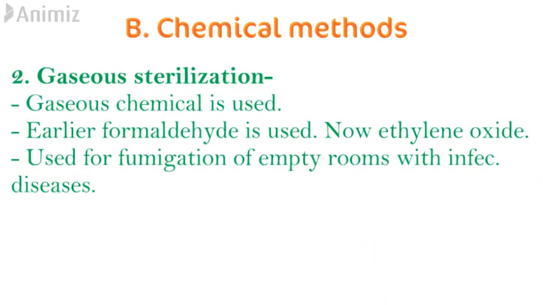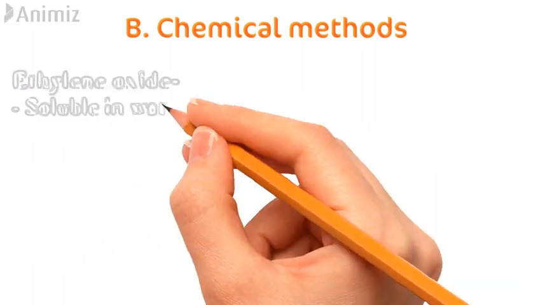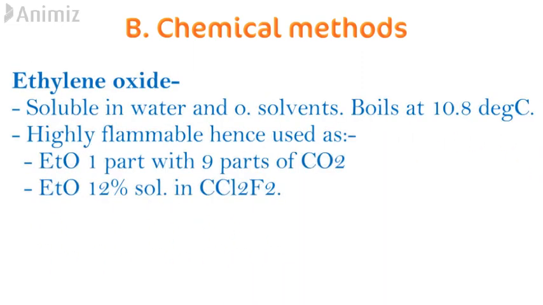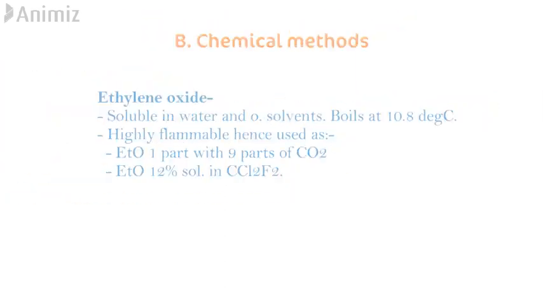In this, a gaseous chemical is used. Earlier, formaldehyde was used, but now it is replaced by ethylene oxide. It is used for fumigation of empty rooms with infectious diseases. Ethylene oxide is soluble in water and organic solvents and boils at 10.8 degrees Celsius. It is highly flammable and hence is used as a mixture of ethylene oxide and CO2 in a 1:9 ratio, or a 12% solution of ethylene oxide in dichlorodifluoromethane.